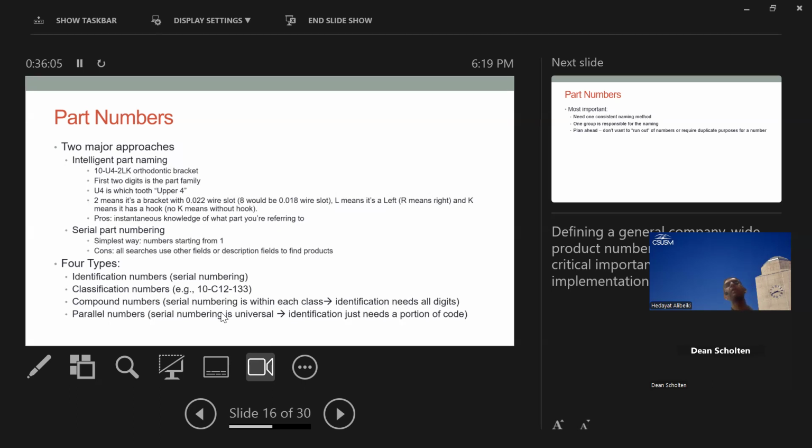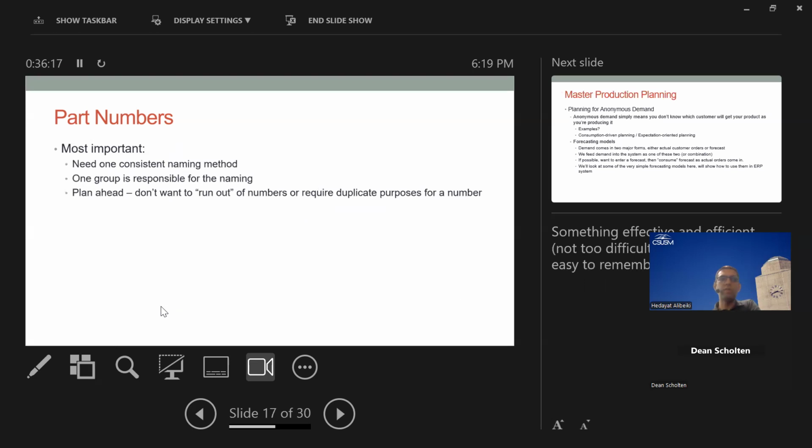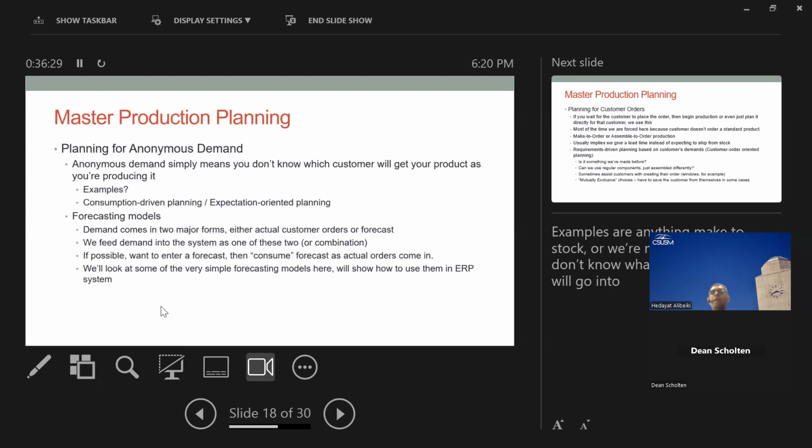Parallel numbers, they're nice. It actually serves both purposes. The only problem with this one is that it's going to be really long, and it's time consuming and space consuming. But anyways, it's very important to plan ahead, and plan for at least 15, 20 years in advance, right? So you don't want to change that.